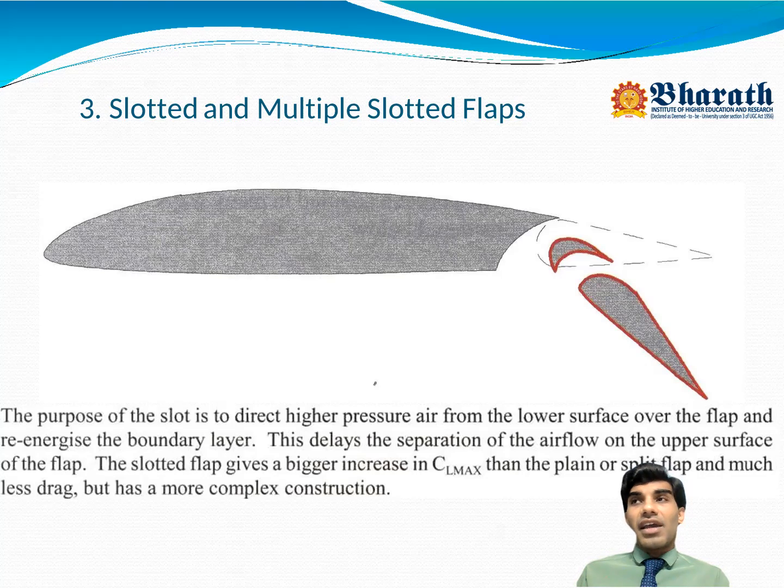So this will be re-energizing the boundary layer, because if the boundary layer gets separated, then the lift will be lost through separation and stalling, and then a crash can happen. To avoid that, they use the slotted and multiple slotted flaps. This delays the separation of the airflow on the upper surface of the flap. The slotted flap gives a bigger increase in CL max, okay, than the plain or split flap, and much less drag. That is a more complex construction.